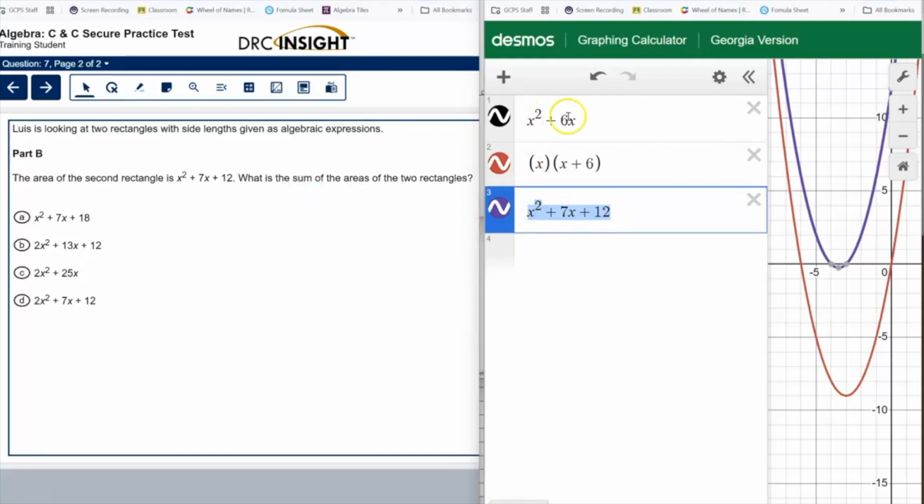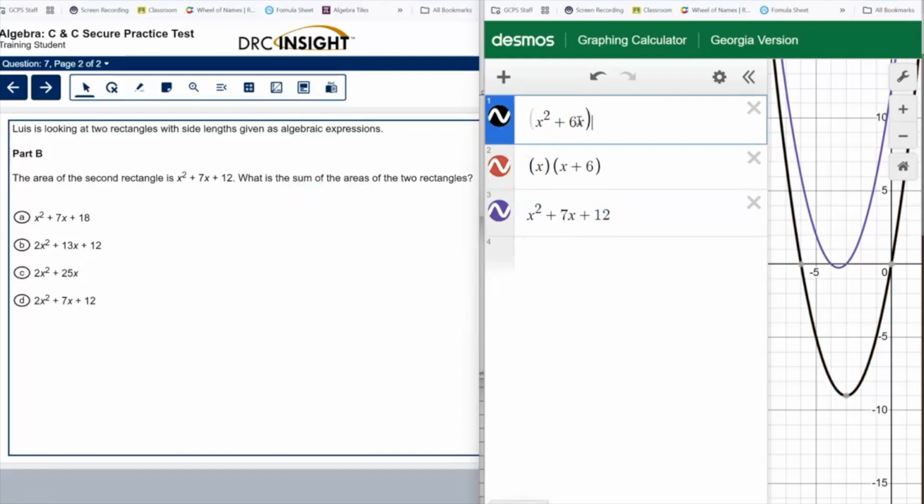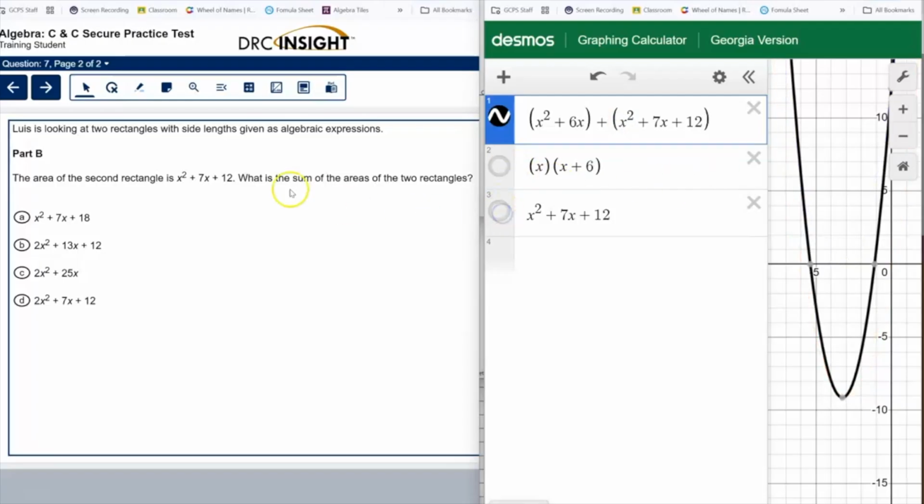I'm adding this area to this one. And I'm going to put parentheses to protect my order of operations in case we don't know our middle school math. I'm just going to add the two together. That's what I get. I'm going to hide everything else because I don't need this right now. What is the sum of the two areas? So this is the sum of the two areas. Obviously, that does not look like the answer. So all I have to do is put in the answer choice and see if it matches.